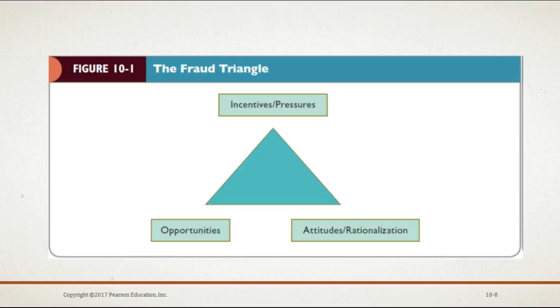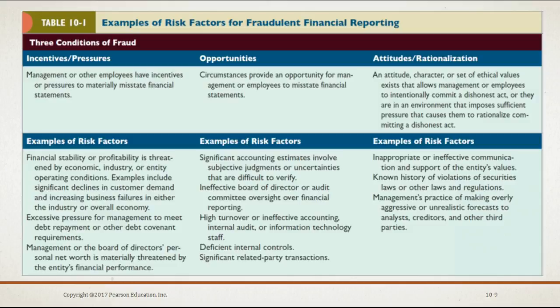Here, we have an illustration of the three conditions for fraud, also referred to as the fraud triangle. You can find Figure 10-1 on page 299 of your textbook. An essential consideration by the auditor in uncovering fraud is identifying factors that increase the risk of fraud. Table 10-1 provides examples of these fraud risk factors.